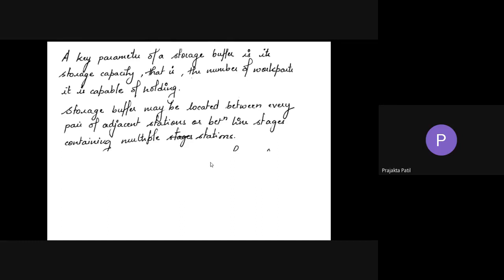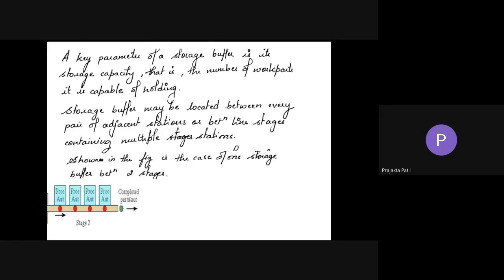Here it is said that buffer storage can be in between line stages. What is a stage in a production line? As I said, suppose you have 10 stations in line, and you divide it into 2, 5 on the left side and 5 on the right side. Then those 5 stations are called one stage. So there is one stage which is an upstream stage, and the other side of the line is going to be called the downstream stage. You can have a buffer storage either in between the stages, or you can have them adjacent to every workstation.